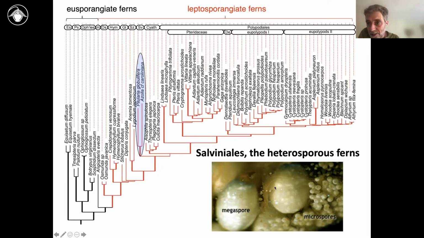In this lineage, a given gametophyte only produces eggs or sperm, not both, and which it produces is determined by which type of spore it came from. A microspore for sperm and a megaspore for eggs. So a very different evolutionary way of doing things.